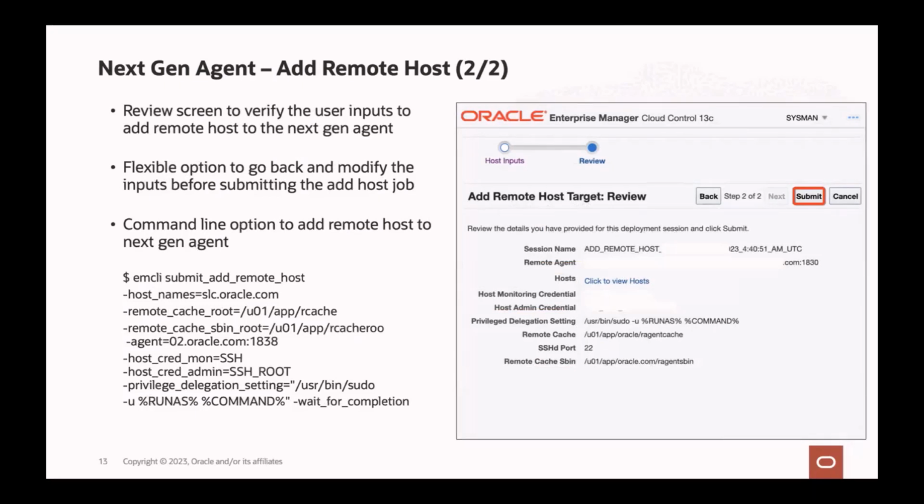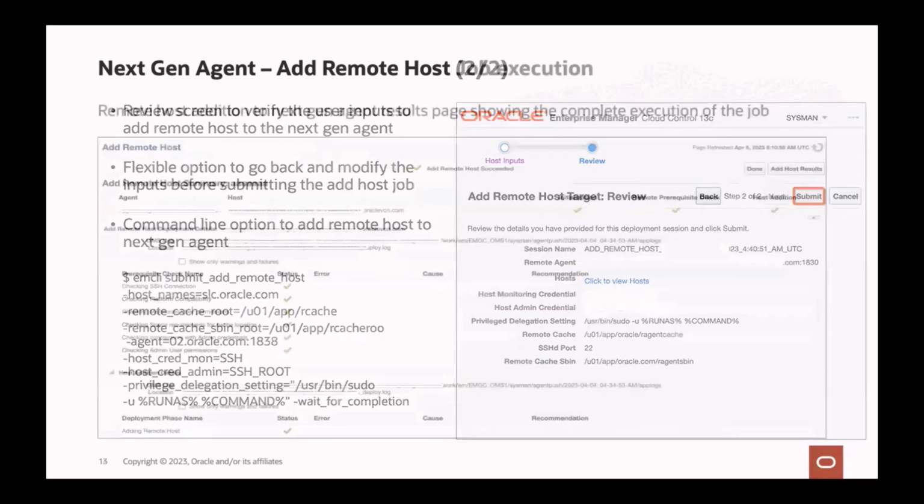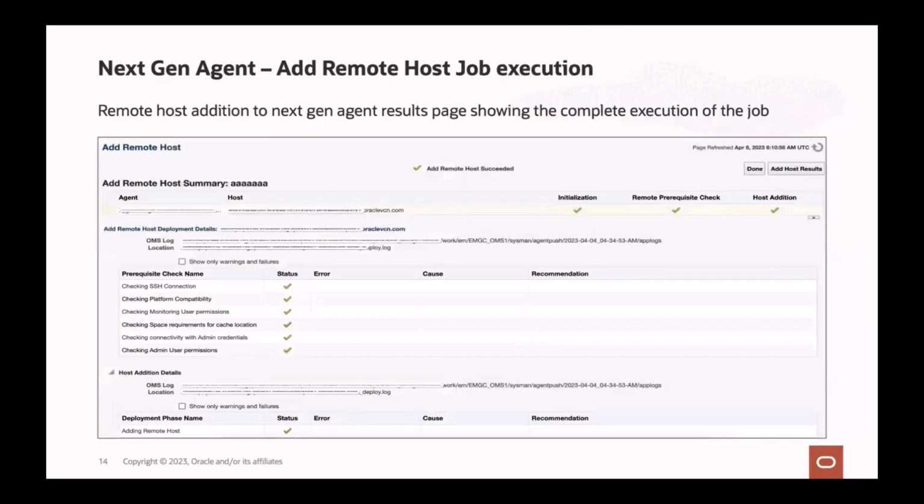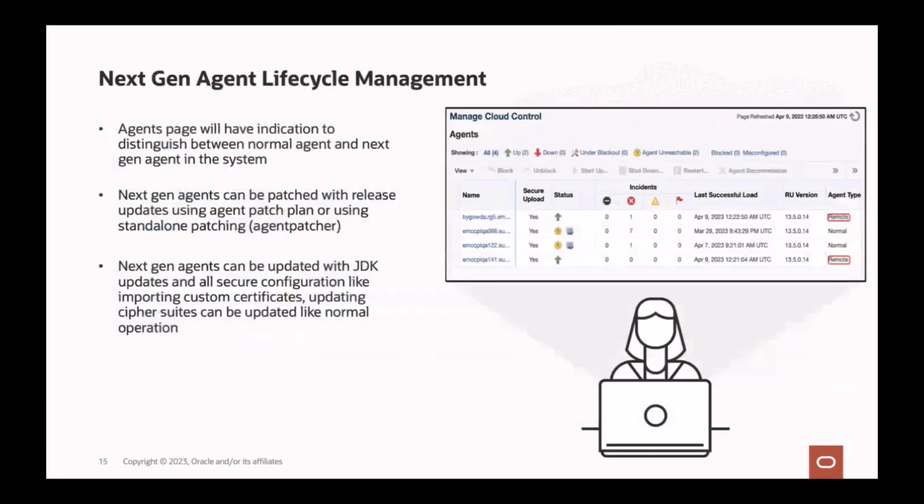We also have a command line option to add a remote host to the next-gen agent. So once you submit the add remote host to the next-gen agent, the job gets submitted. And here is an example screen to show the various steps that get executed as part of the remote host addition process. At this stage, the next-gen agent is deployed and the remote host is added to the next-gen agent.